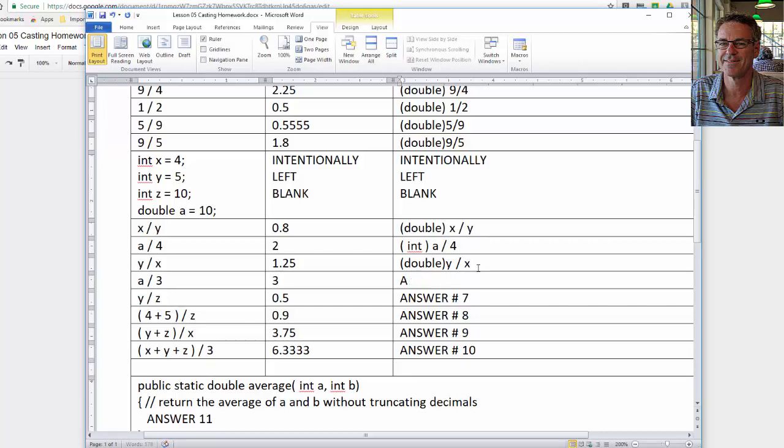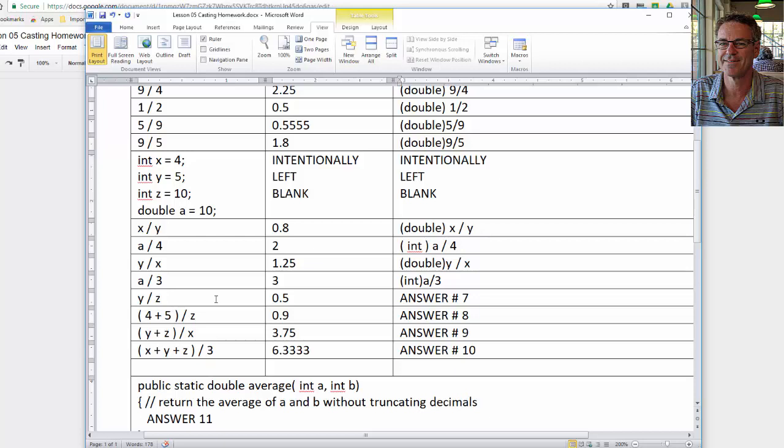Okay. Next one, a over 3. This one's different, right? a is a double. Divide that by 3, and you would get 3.33 usually. But what we want is 3. So we cast to an int in this one, and then a over 3. You got to cast the a to an int because the a is what the double is. So do that, and I think we have it.